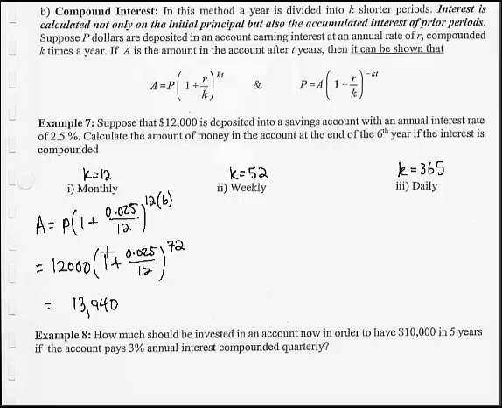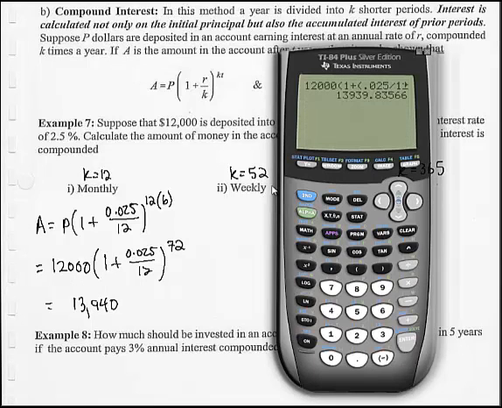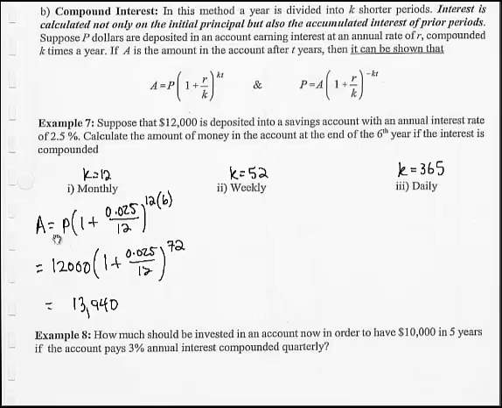So in the previous simple interest example, how much did we earn? I think it was 13,800. 12,000 times 1 plus 0.025 times 6. Yeah, 13,800. So with monthly compounded interest, we earn an extra $140. So we'd be better off finding a monthly compounded savings account.